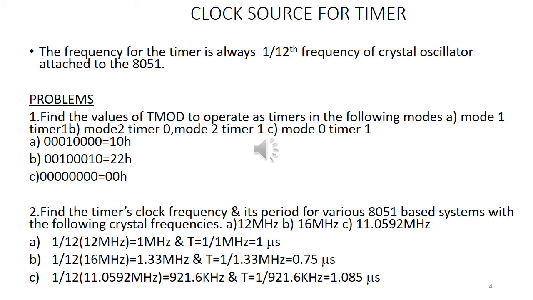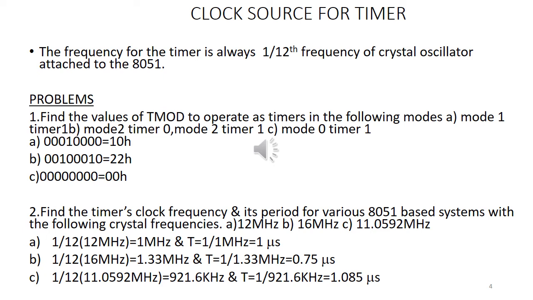The speed at which the timer is operating depends upon the frequency of the crystal oscillator which is attached to this 8051 microcontroller. The speed at which the timer ticks depends upon the frequency of the crystal oscillator attached to this 8051. And the frequency for the timer is always 1/12 of the frequency of the crystal oscillator.